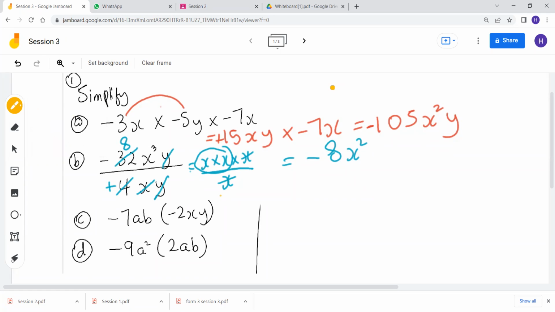We have here a multiplication because the brackets elements are using multiplication rules, right? Nice. Take your time with this one. 7 times 2 is 14. Negative by negative is positive. ab by xy is abxy, right? abxy. Nice. So this one was fairly simple.